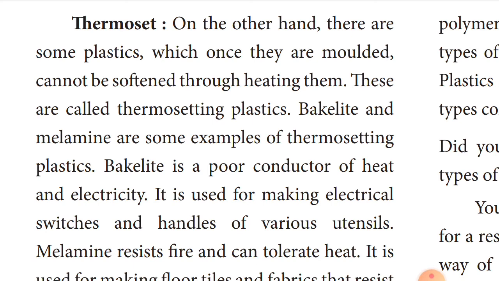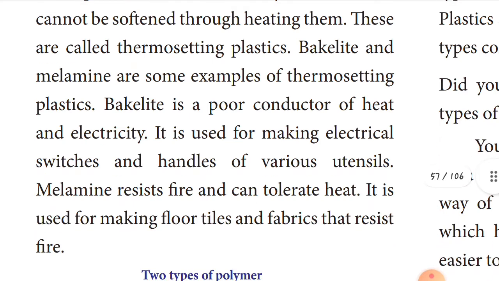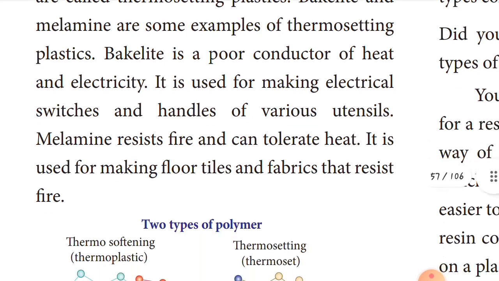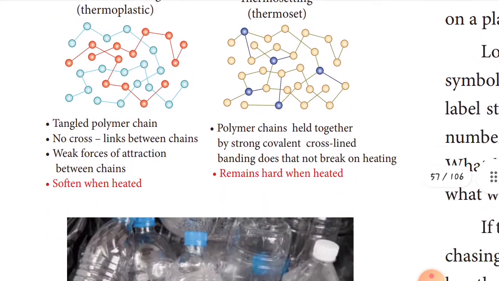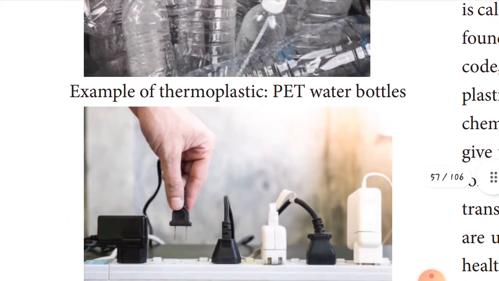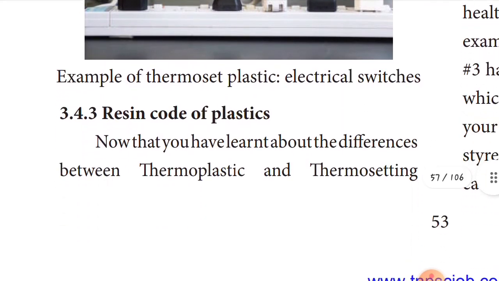Bakelite is a poor conductor of heat and electricity, children. It is used for making electrical switches and handles of various utensils. Melamine resists fire; it can tolerate heat. It is used for making floor tiles. These are all the best examples of thermosetting plastics, children. See these water bottles, examples of thermoplastics. See the plug wires. And the next one is resin code of plastics.